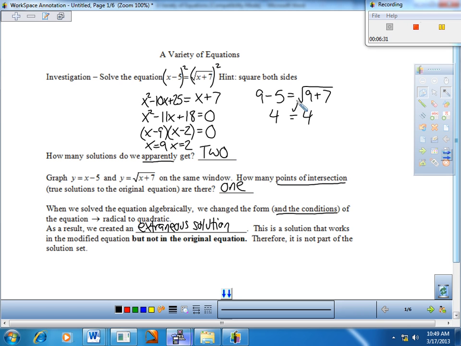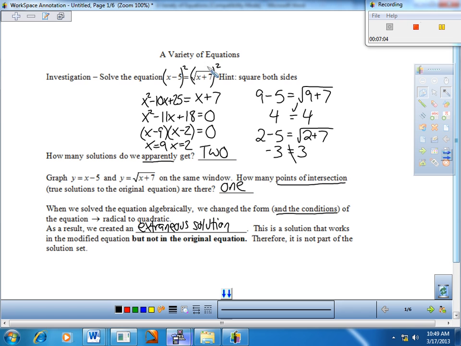When I try to put the 2 in, look what happens. I'll do the right side first. 2 plus 7 is 9. The principal root of 9, if I was to have you plot this number on a number line, you would just plot it right at positive 3. Square root of 9 is 3. But if you look at the other side, everybody, 2 minus 5 is not 3, it's negative 3. It doesn't work. So what worked in the quadratic does not work necessarily in the original.